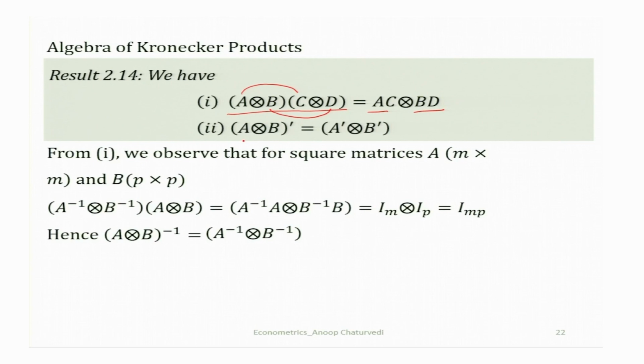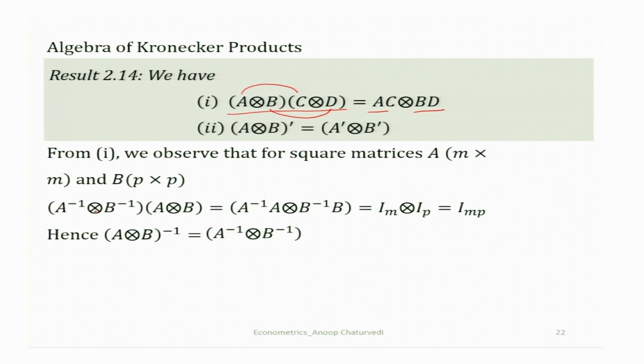Then the transpose of A canonical product B is equal to A transpose canonical product B transpose. And then from this first equation we observe that if A and B are square matrices, A is of order m cross m and B is of order p cross p, and not only square matrices, but they are non-singular also, so that you can define their inverse.